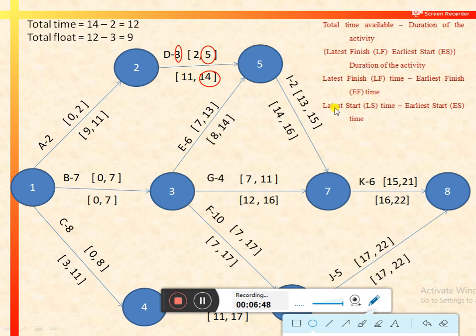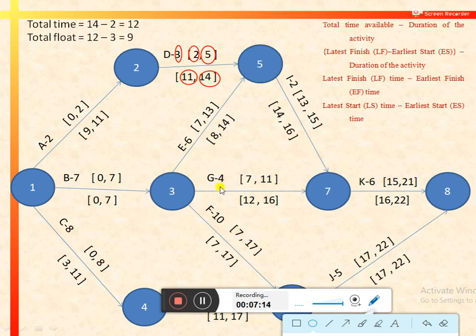And the fourth one is latest start time minus earliest start time. So latest start is 11 and the earliest start is 2. So again the difference would be equal to 9. So by using these formulas or expressions, we can calculate total float for activity D. In a similar manner, we can calculate the total float for other activities.